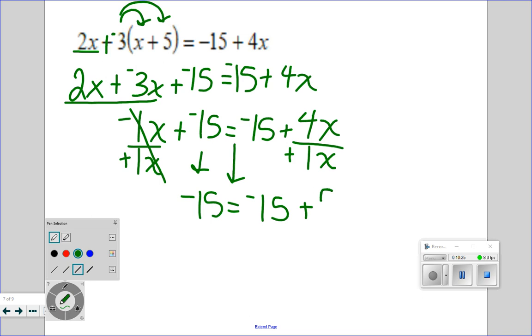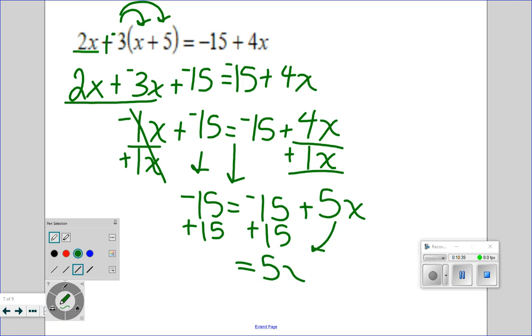Negative 15 plus 5x. 1x plus 4x is 5x. And then I continue to solve, just like a normal two-step. My x's did not cancel out, so I do not have a special case. I'm going to keep my 5x. As long as I have x's in the answer, I'm not done. I have to figure out what x is, unless the x's cancel out.